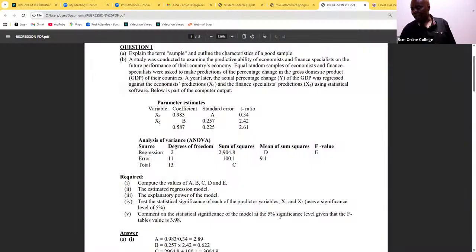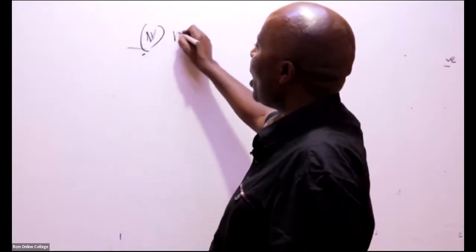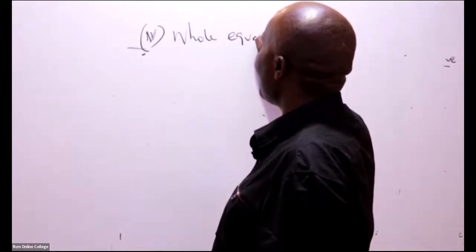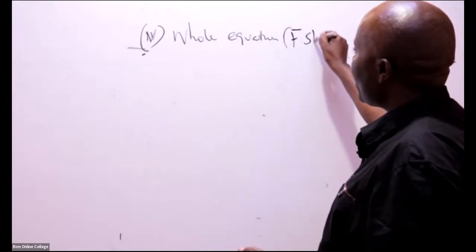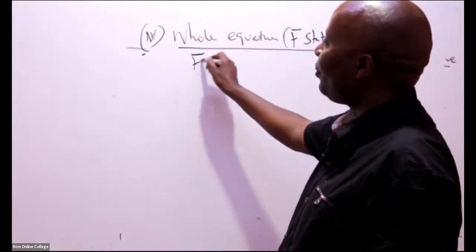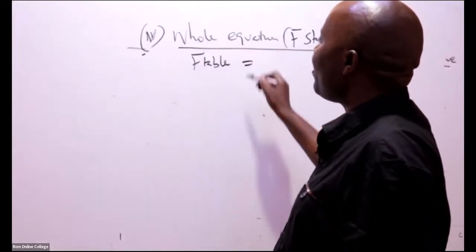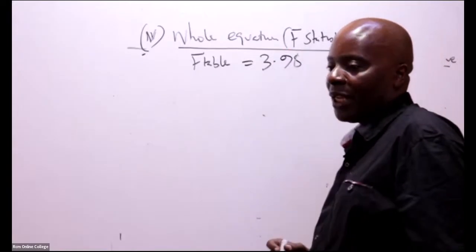So you can see here, comment on the statistical significance of the model at the 5% significance level, given that the F table's value is 3.98. Now, in this case, we are looking at a whole equation, number 5 actually. So we are looking at what we call the whole equation. For the whole equation, you do the F comparisons. So in this case, it is the F statistics, where you start with the F table. This has been given in the question, it's 3.98.